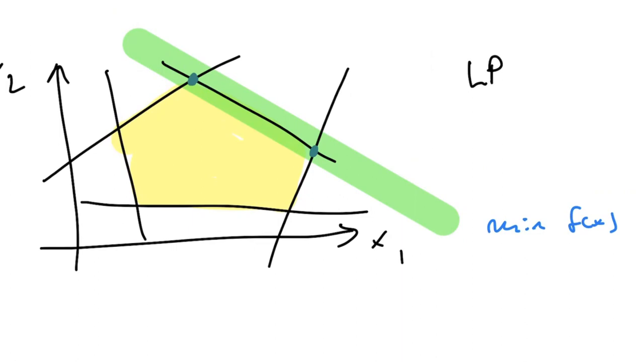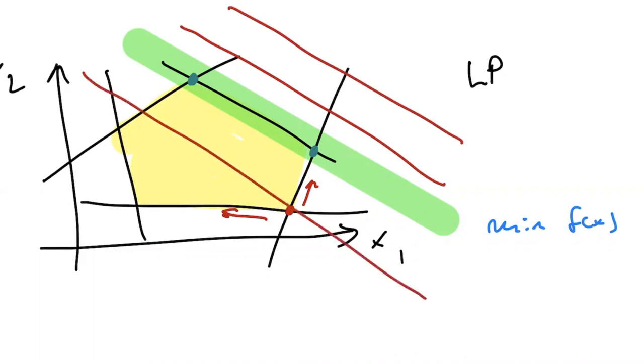Because instead of looking at all possible intersections, we can start with one vertex, whatever, and then we can move to the next one in the way that we are improving our objective function. So we go one vertex by one until we find the best one, okay? In this case, the iso-cost lines are decreasing. So we are minimizing, and this is the direction of minimization.